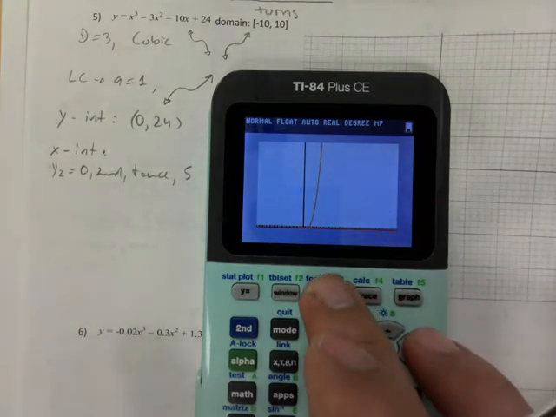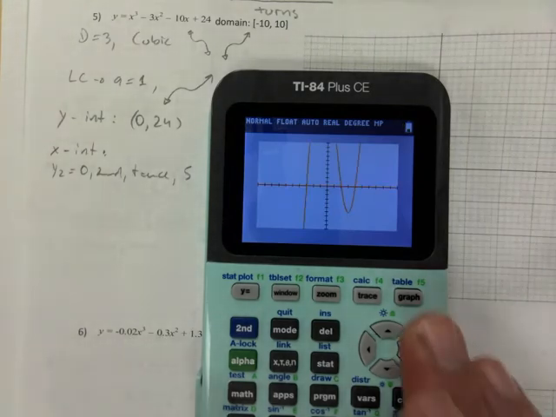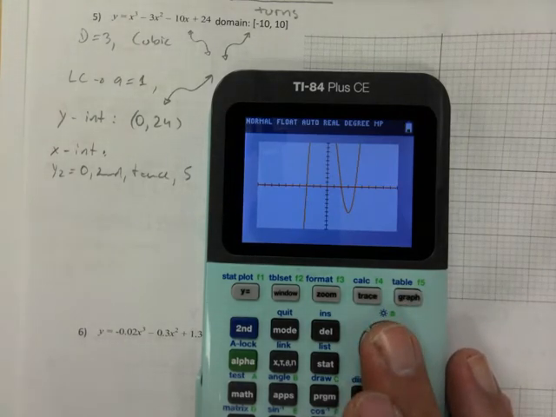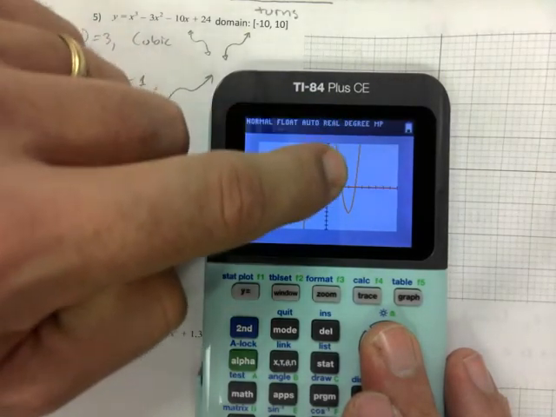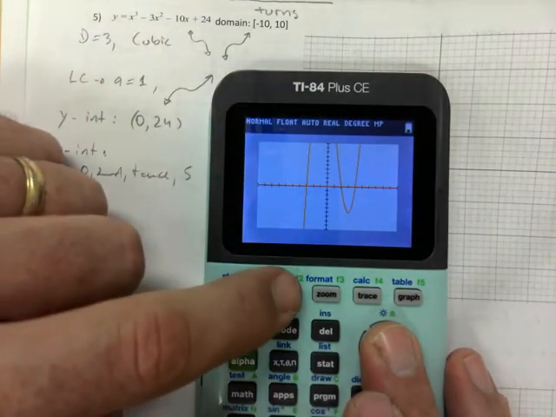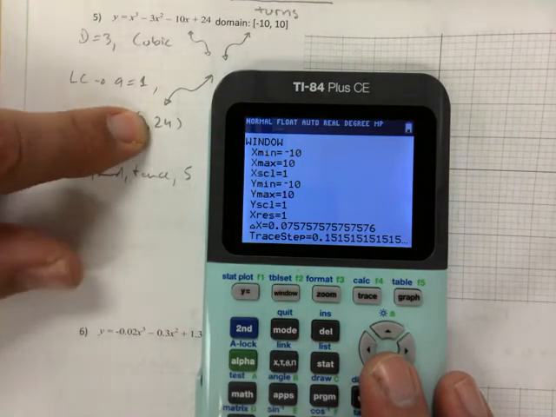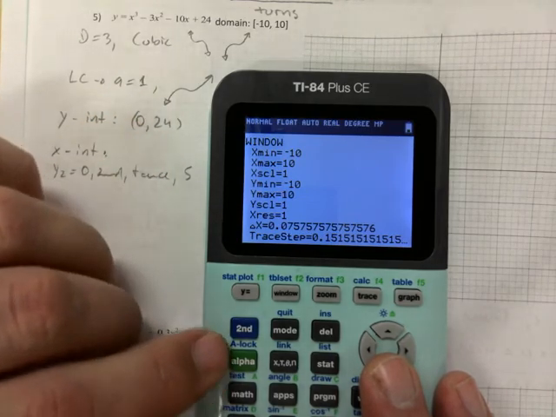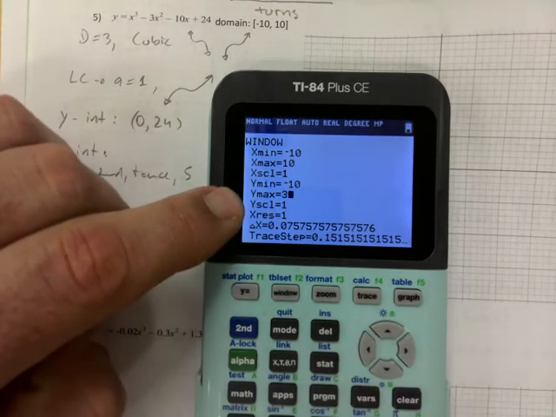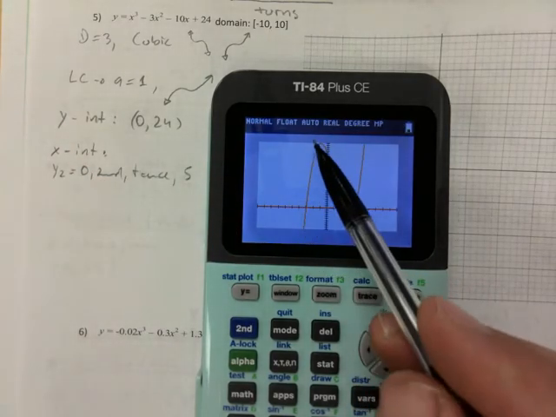So I'm going to go zoom 6. I'm going to reset my window. And lo and behold, there it is. It's actually much better on a standard window. All I have to do is make sure I see this maximum here, that turn, right? So I'm going to increase my y max. I did know that the y-intercept is 24, so for sure the y max should be at least 30, I would say. And there it is, right?